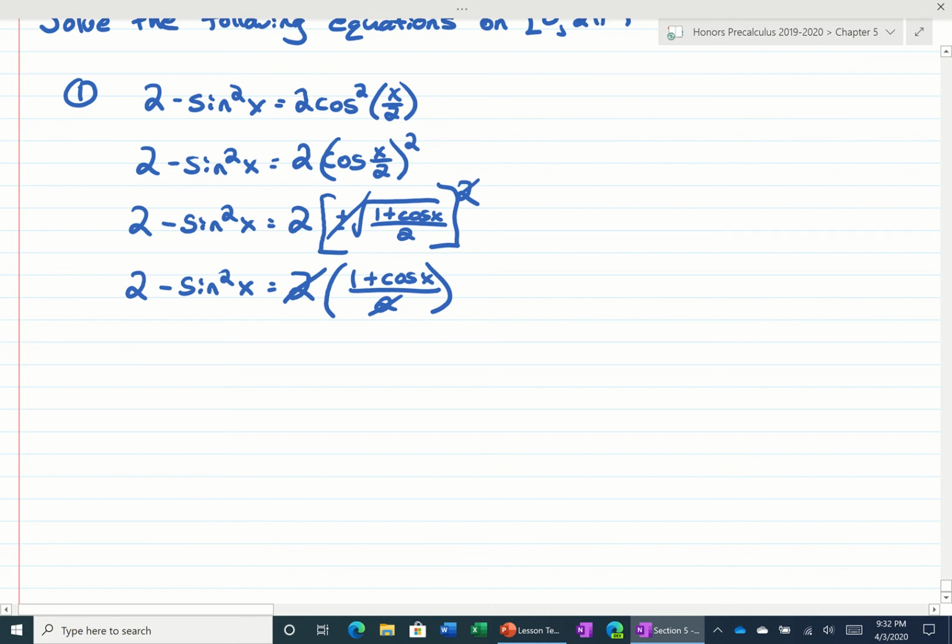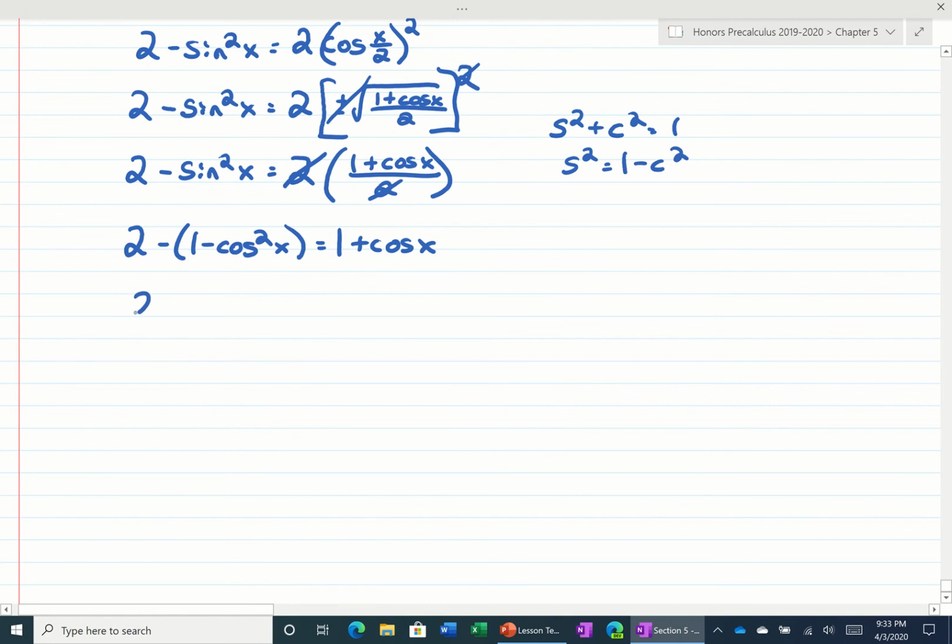You're multiplying by 2 and dividing by 2, so those cancel. And just kind of thinking forward, it'd be nice to have all the same trig functions. So if sine squared plus cosine squared is 1, then we could replace sine squared with just 1 minus the cosine squared. And now we should be able to solve this. So let's do this here. 2 minus 1 plus the cosine squared of x. I'm going to bring the 1 over, and I'm going to bring the cosine over, so I make it equal to 0. Cleaning things up, this would be the cosine squared of x, and then 2 minus 1 cancels, minus the cosine of x is 0.